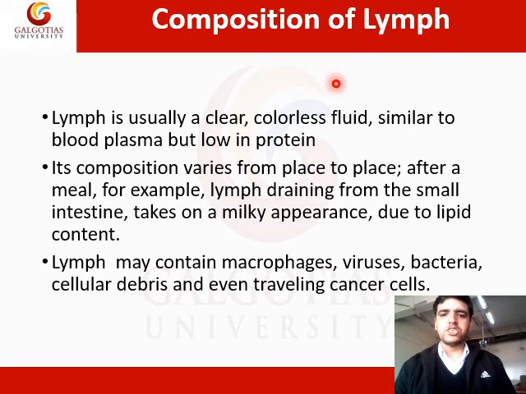What is the composition of lymph? Lymph is usually a clear, colorless fluid similar to the blood plasma, but the protein content in the lymph is less. Its composition varies from place to place within our body. After a meal, for example, lymph draining from the small intestine takes on a milky appearance due to the lipid content. The lymph may contain macrophages, viruses, bacteria, cellular debris, or even traveling cancer cells.